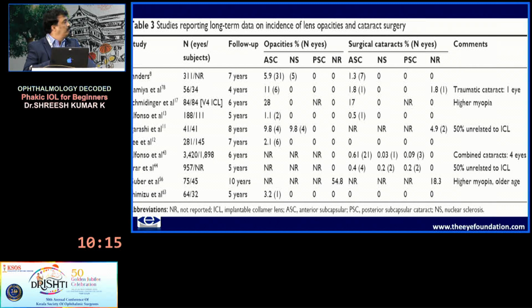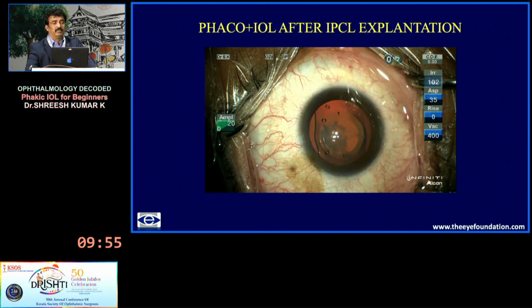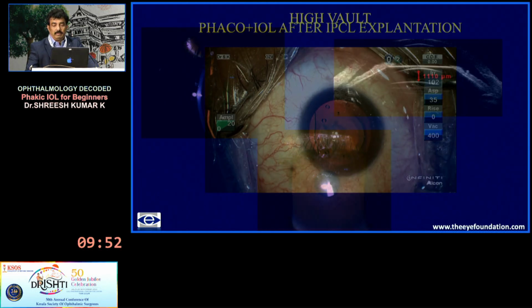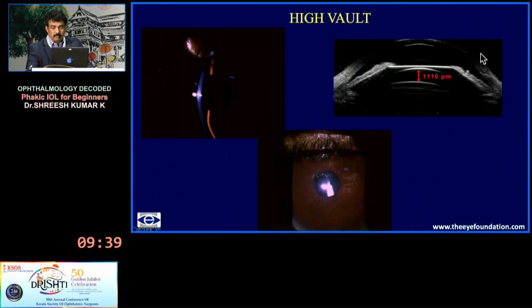And there are a few more studies which also have shown that there can be anterior subcapsular opacification, but the significant anterior subcapsular opacification which requires surgical management is minimal. This is some of the cases showing anterior subcapsular opacification. This is our own case where the patient had developed anterior subcapsular opacification and needed surgical treatment.